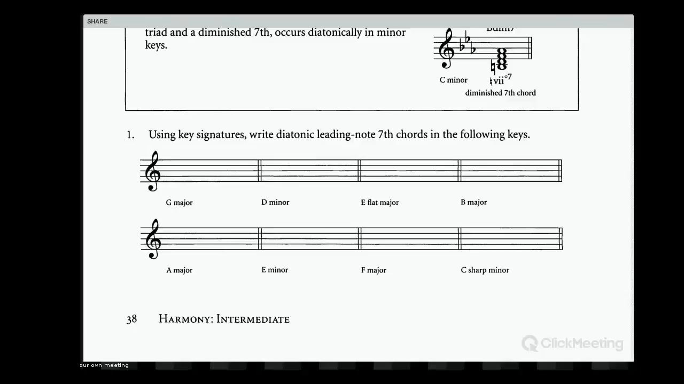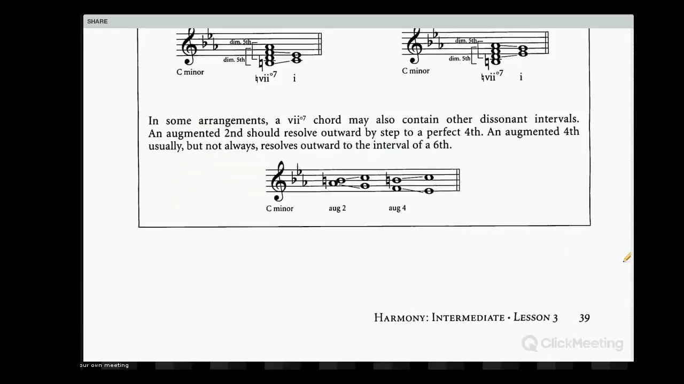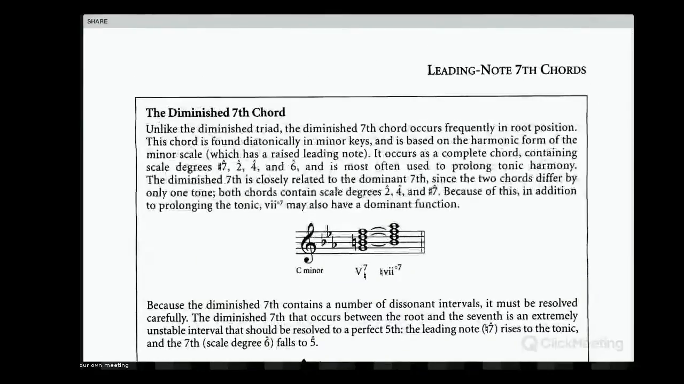So here's a pretty simple exercise. It just asks you to use key signatures to write diatonic leading note seventh chords in the following keys. So you just write down the key signature, write down the leading note, and build a seventh chord on top of that leading note. Simple as that. Let's turn the page. If you'd like me to stop and work through a particular problem, don't be afraid to let me know.